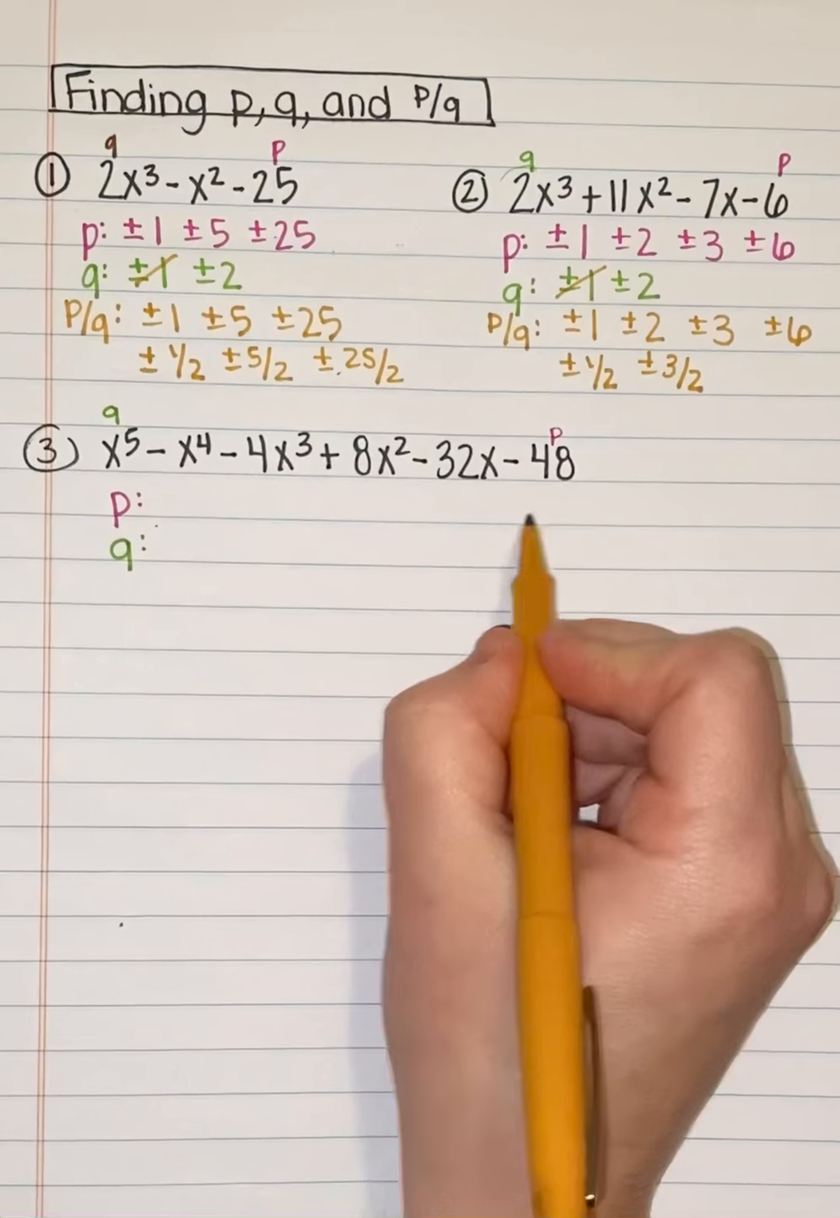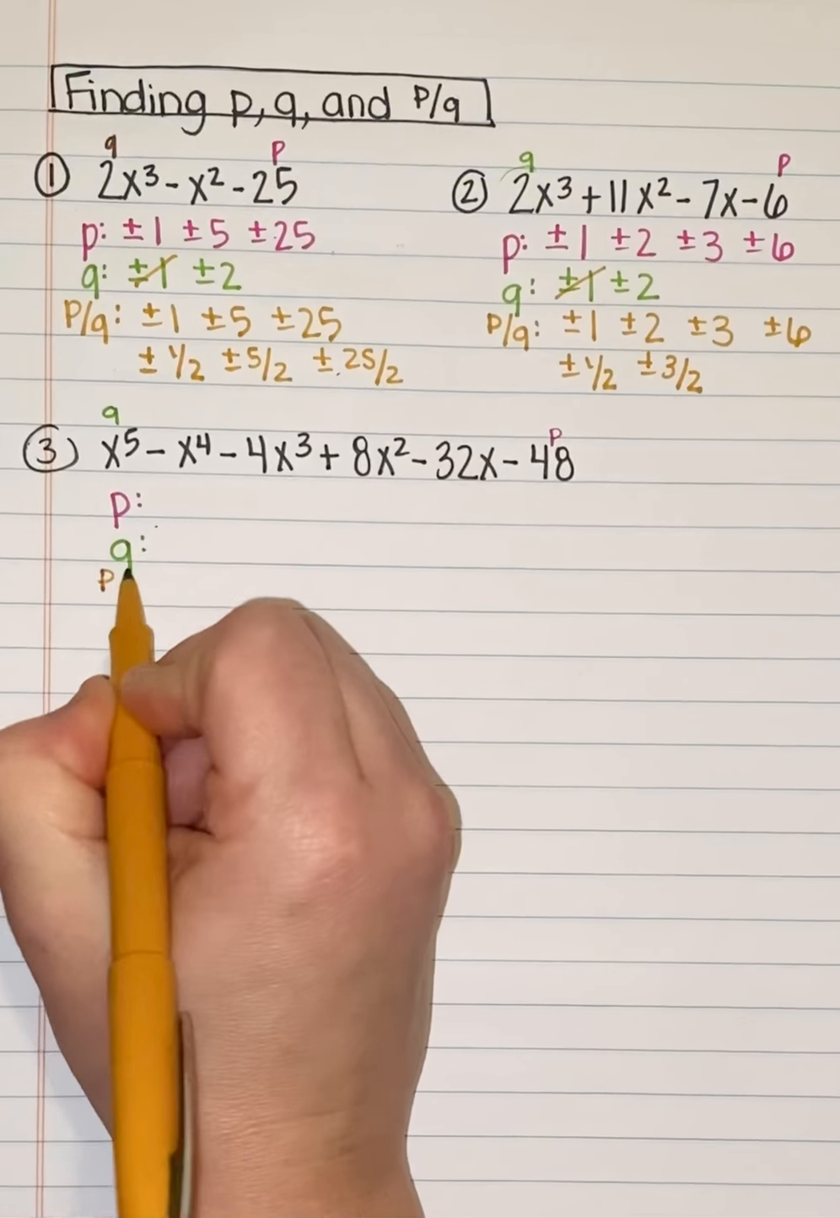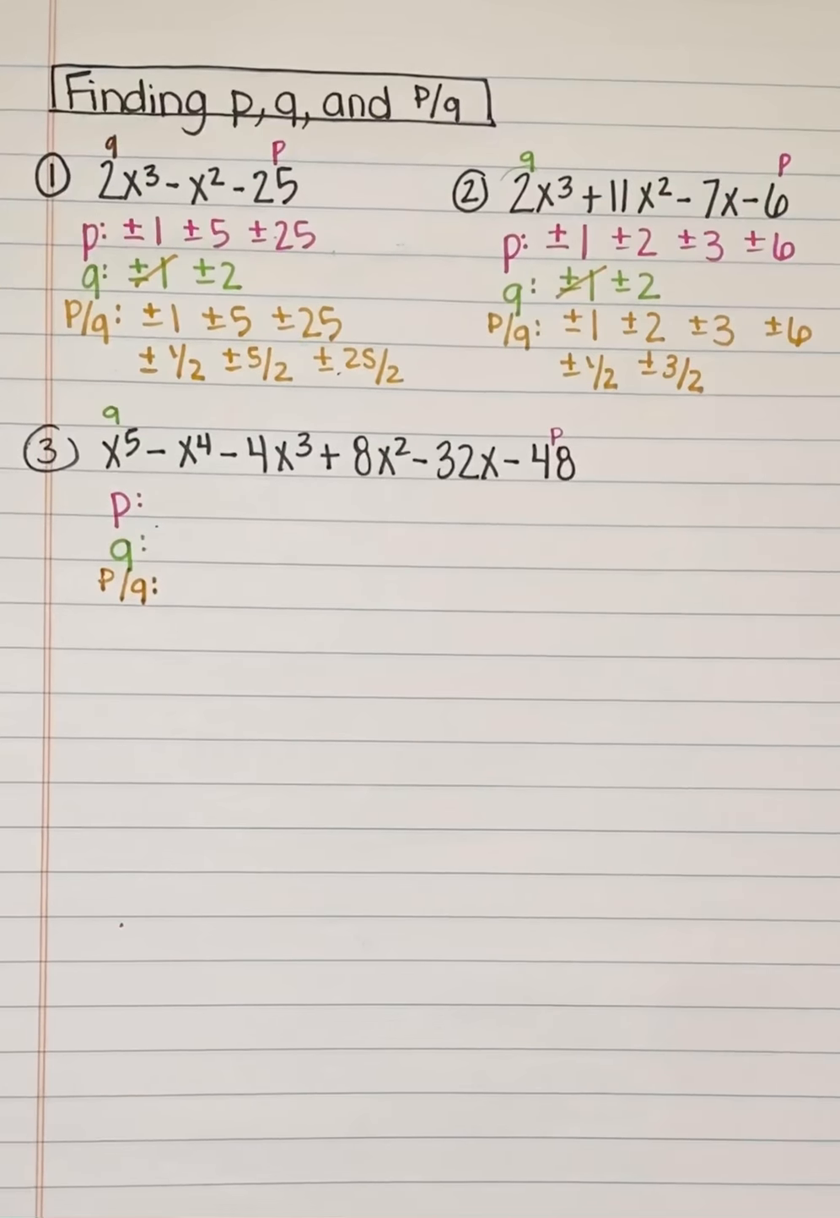So then I'm going to take all my P's and divide by my Q, and then I'm going to find all of my P over Q's. Now you try that.